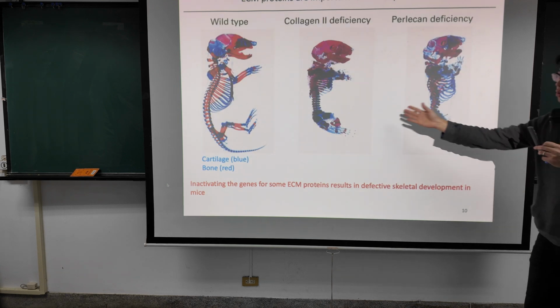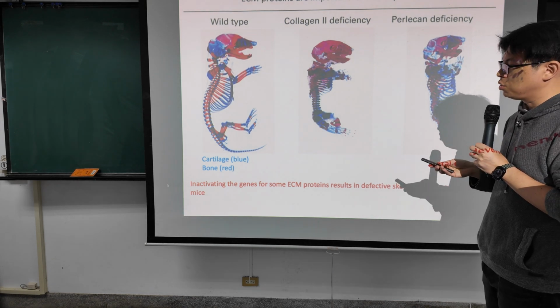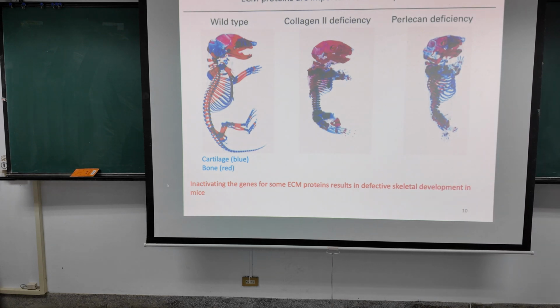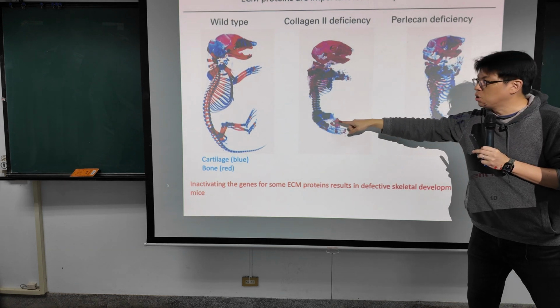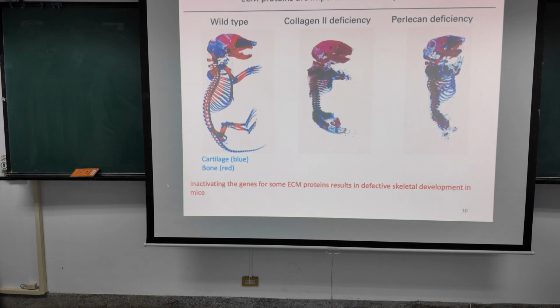And this is also the case. This is the staining of the cartilage in blue and bone in red of the wild-type mouse. But if you knock out collagen 2, which is one kind of extracellular matrix gene, or knock out perlecan, which is a proteoglycan, the other kind of extracellular matrix gene, they cannot form the normal skeleton, and those mice will be kind of deformed. Okay.